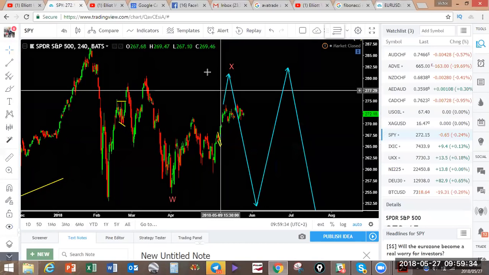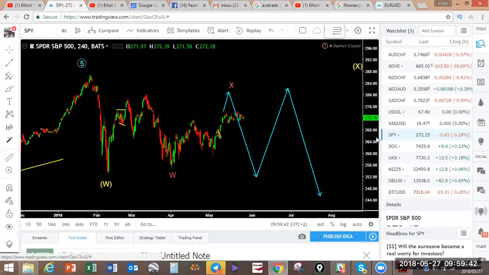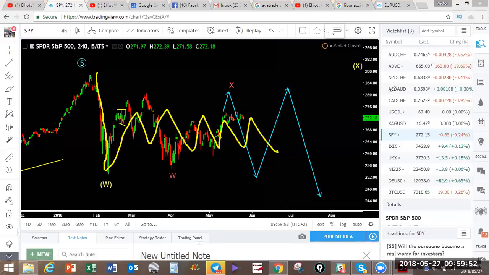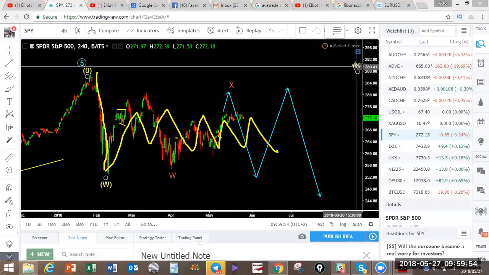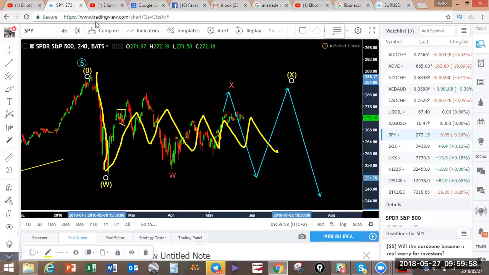Okay, so if I just show the structure in, this is my projection. You can see here where my arrow is. This was last week. I'm expecting it to complete this wave to the upside before it comes down. Okay, we already have a move down in yellow, and all of this here is correcting this move. So when this is complete, it will complete this X move here, and then we'll expect down like that.